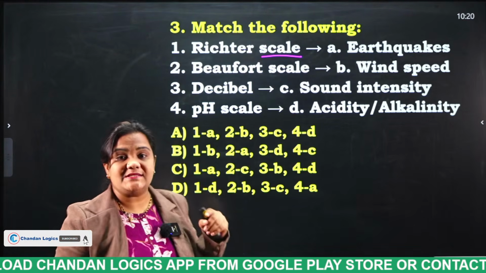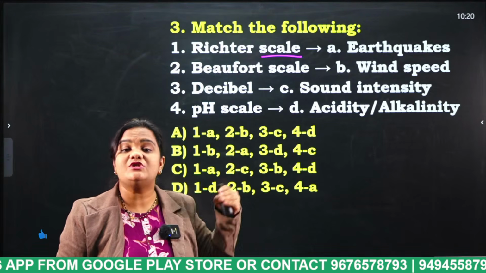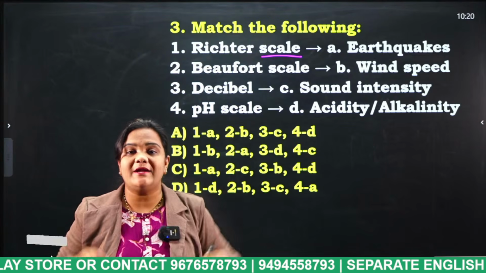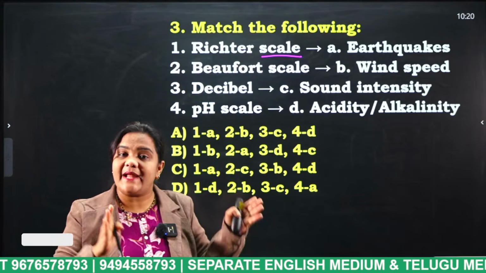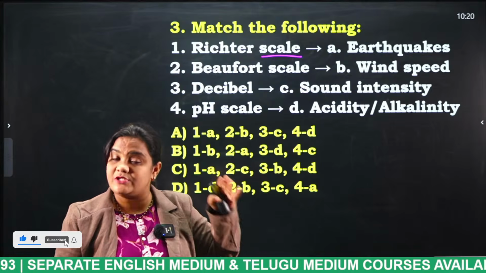And sound intensity. Sound intensity is measured in which units? Decibels. Okay, fine. And the pH scale, you all know what pH means? Potential of hydrogen. It ranges from 0 to 14.